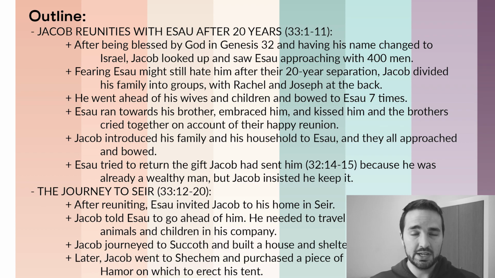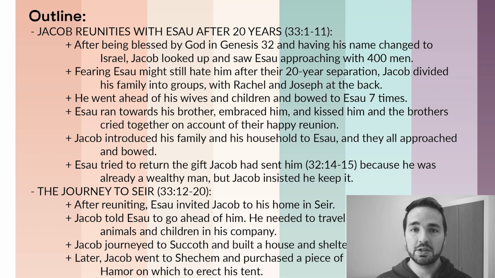So Jacob divided his family into groups. And that way, if one was attacked, the other group may be able to escape. And he put Rachel and Joseph at the back of the groups because they were his favorite. He then went ahead of his wives and his children, and he bowed to the ground 7 times before Esau. And the good part of the story is that Esau had forgiven him. It says that Esau ran up to him, embraced him, and kissed him, and the brothers cried at their happy reunion.